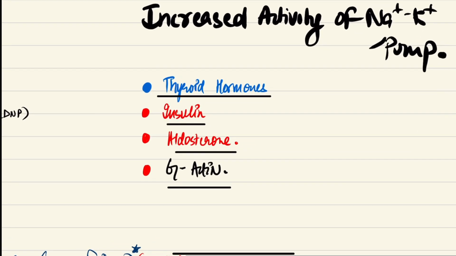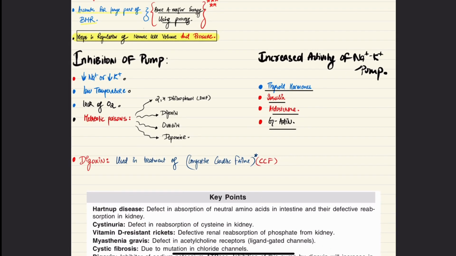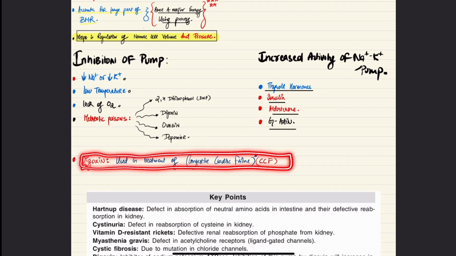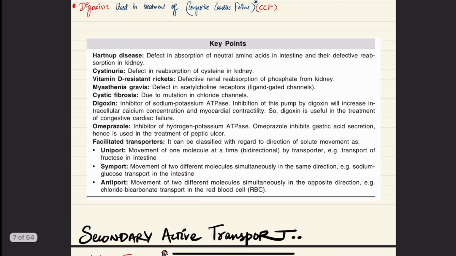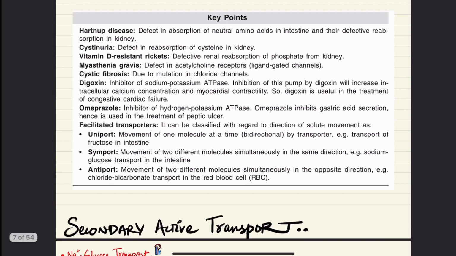Increased activity of the sodium potassium pump takes place in the presence of insulin, aldosterone, G-actin, and thyroid hormones. Digoxin is also used in the treatment of congestive heart failure. This is a one marker asked in many papers. So these are also key points which you can remember.